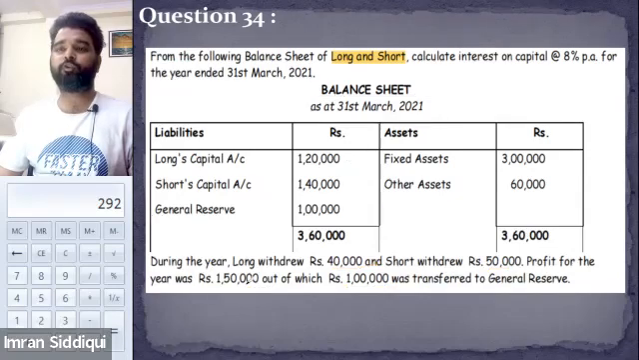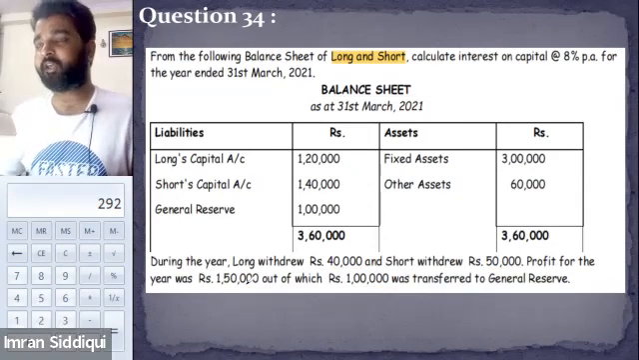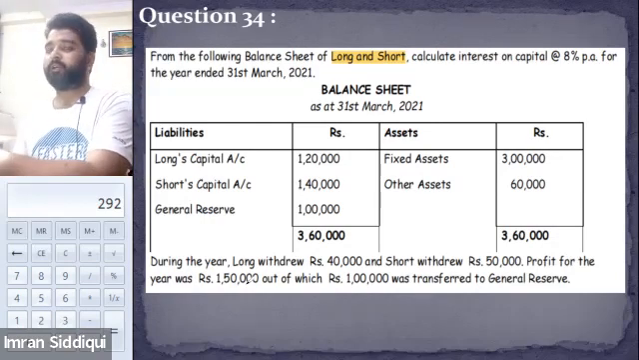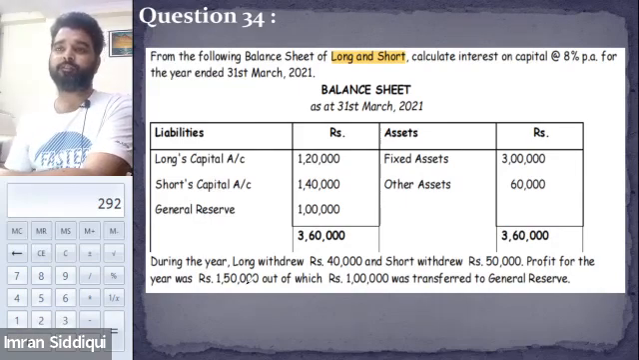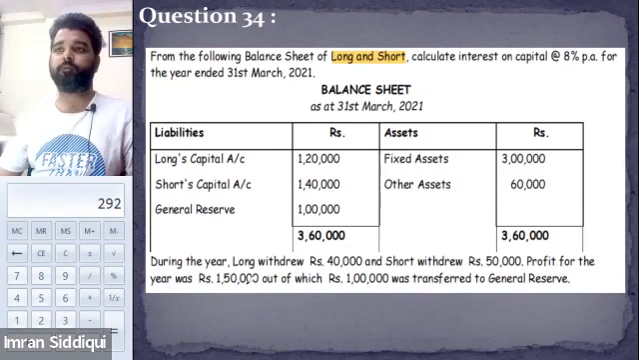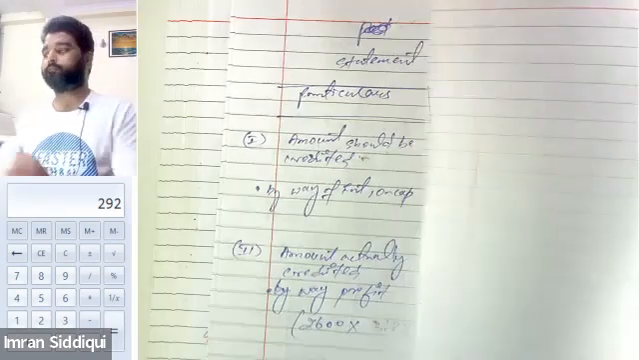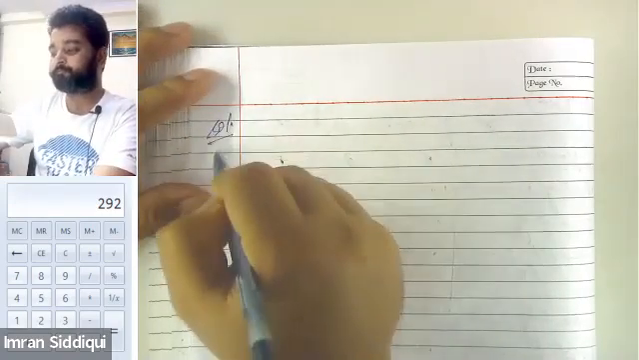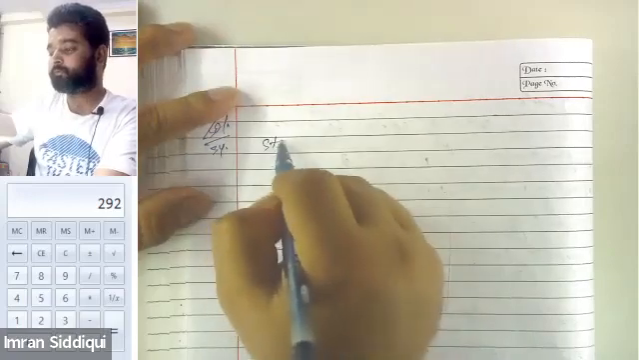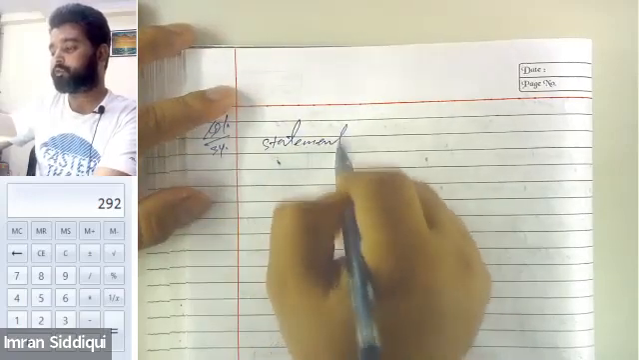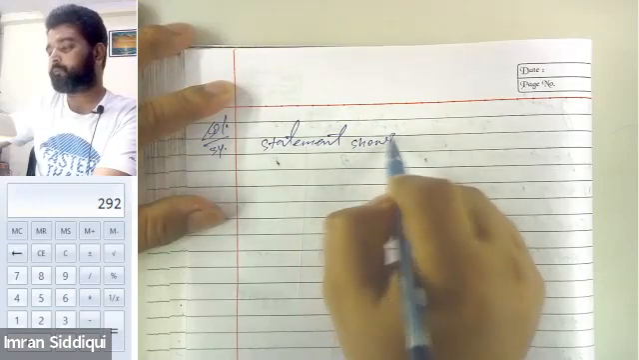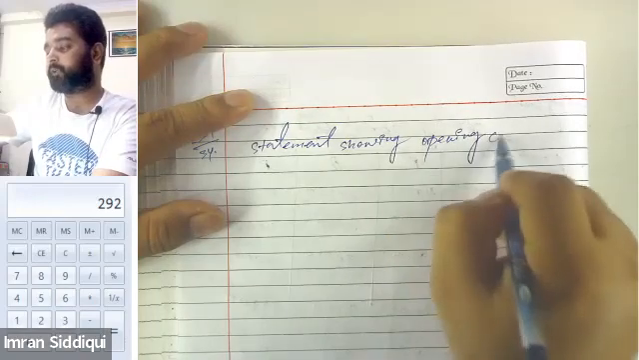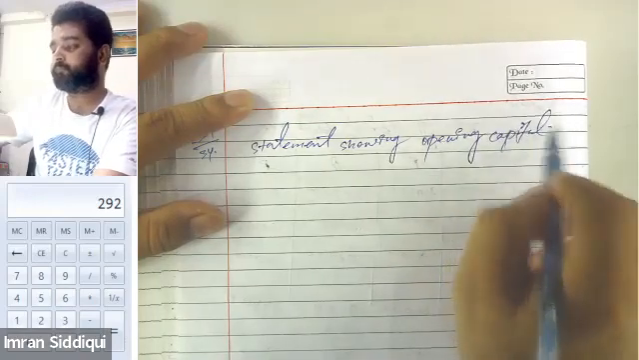Now, in order to find out the interest on capital, we have to find out the opening capital balances, and for that purpose, we will have to make the statement of opening capital balance. So just a minute, let me show you how that is. So we'll write down statement showing opening capital balance for the partners.